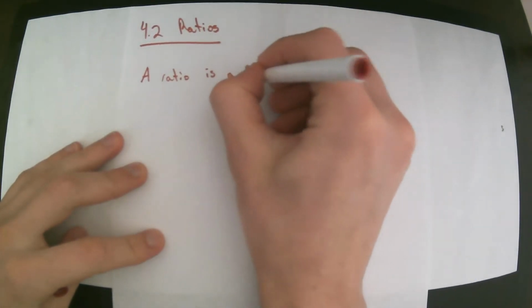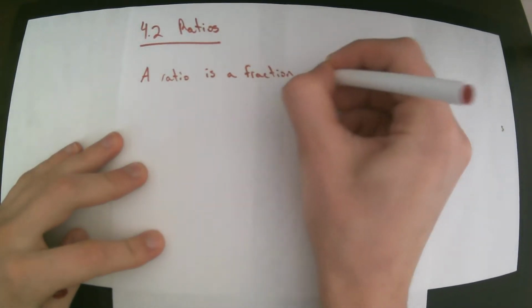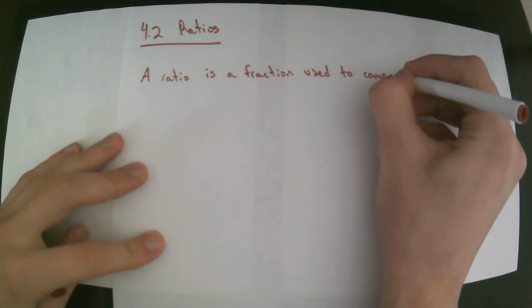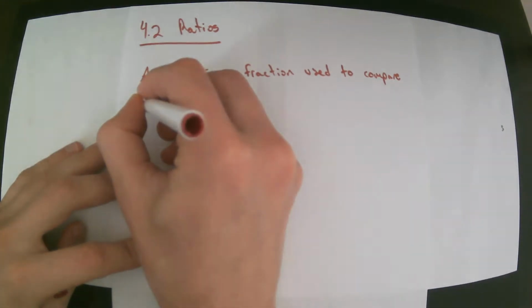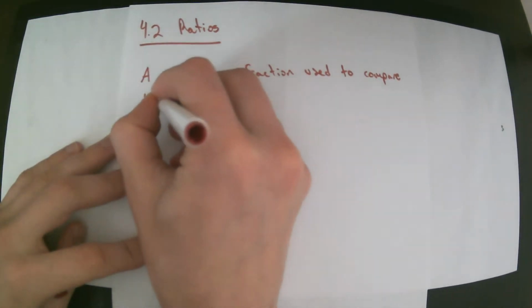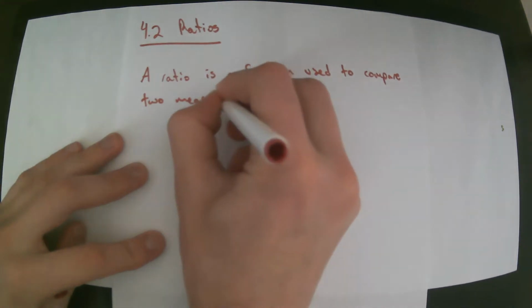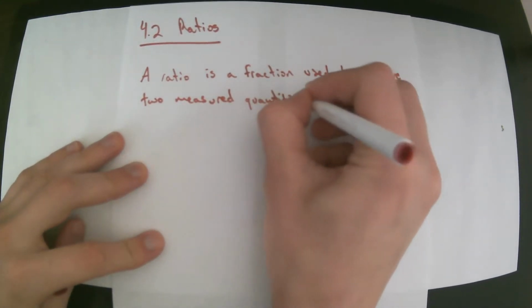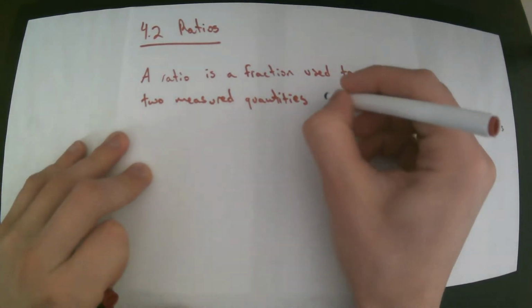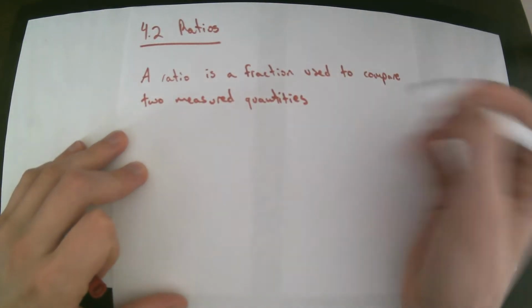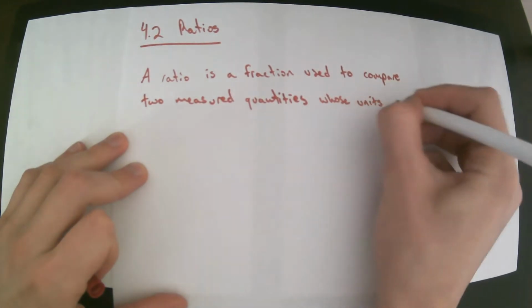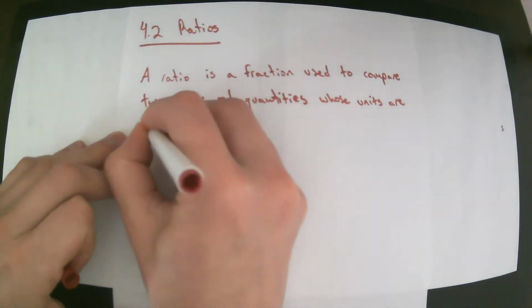So I'll just say, a ratio is a fraction used to compare two measured quantities whose units are in the same category.